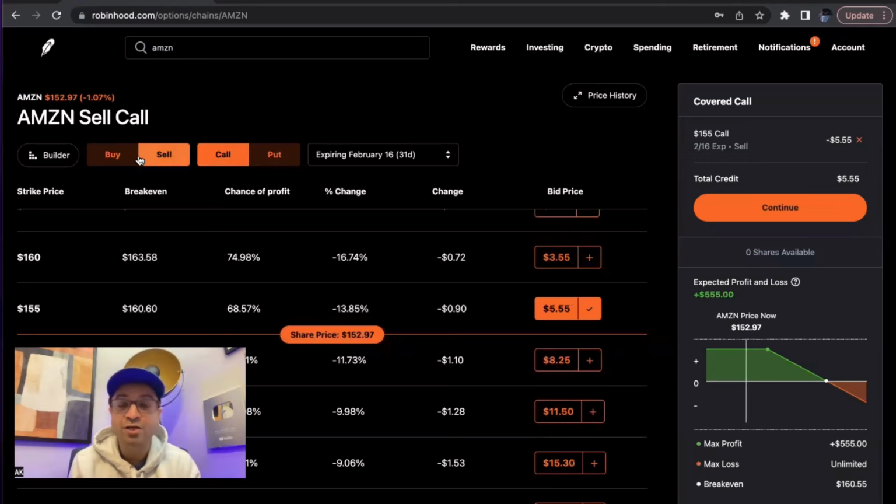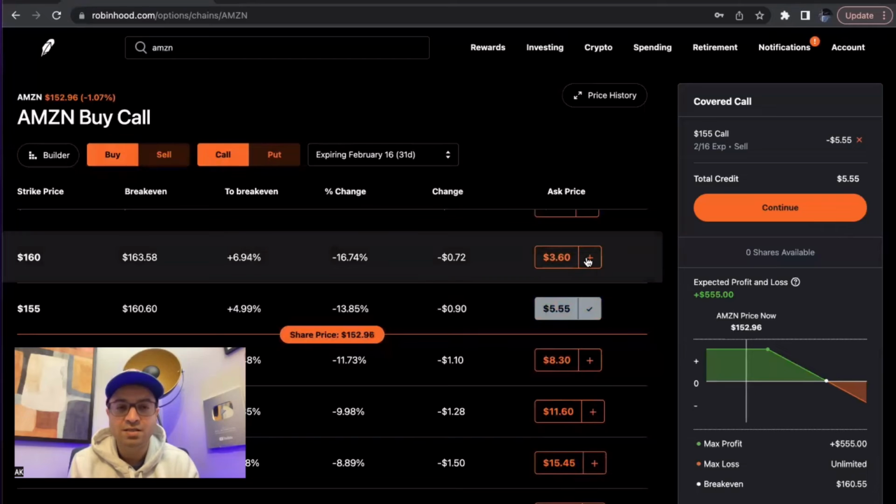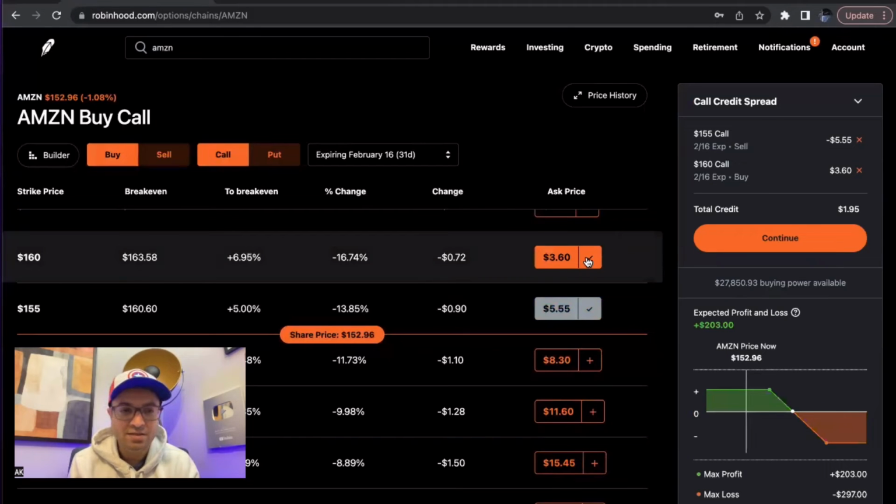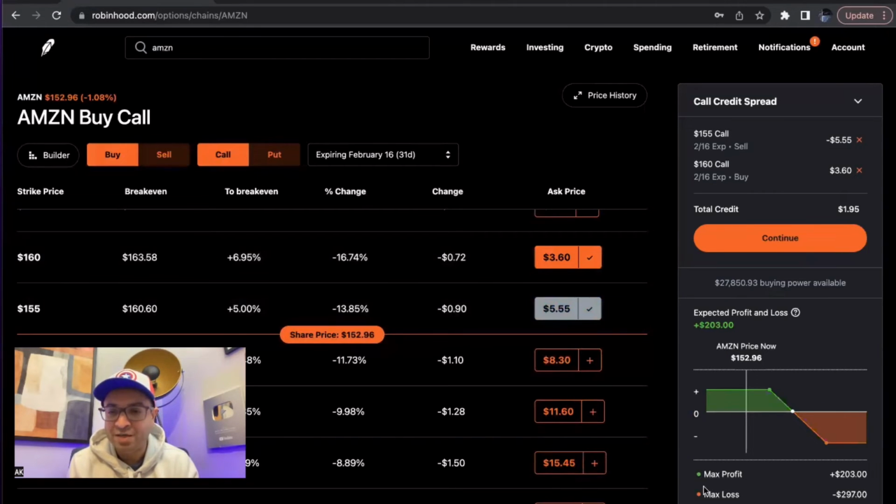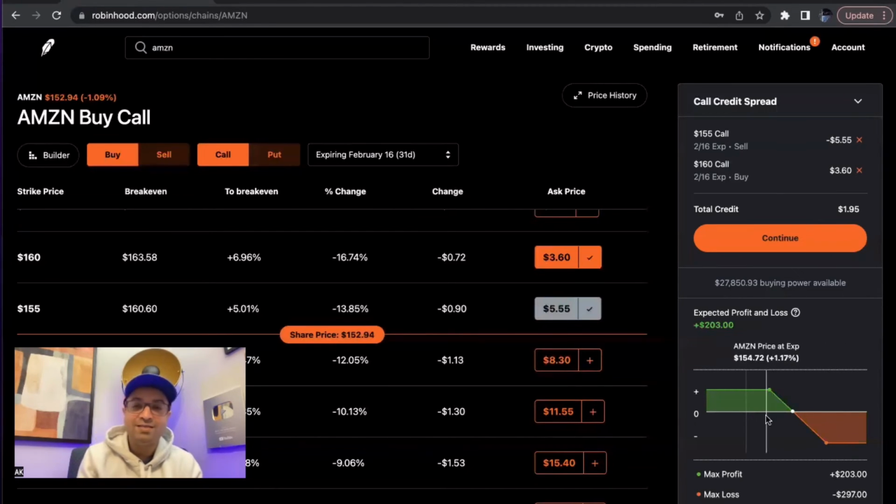So what you're going to do is you're going to create a spread out of this. So now I will buy the 160. Okay. So now it protects me because now my max loss would only be 297, where my max profit can be 203. Okay. If I'm expecting it to go down, right? Because when it goes down, I make money. When it goes up until this point, okay, I'm not going to take a max loss.